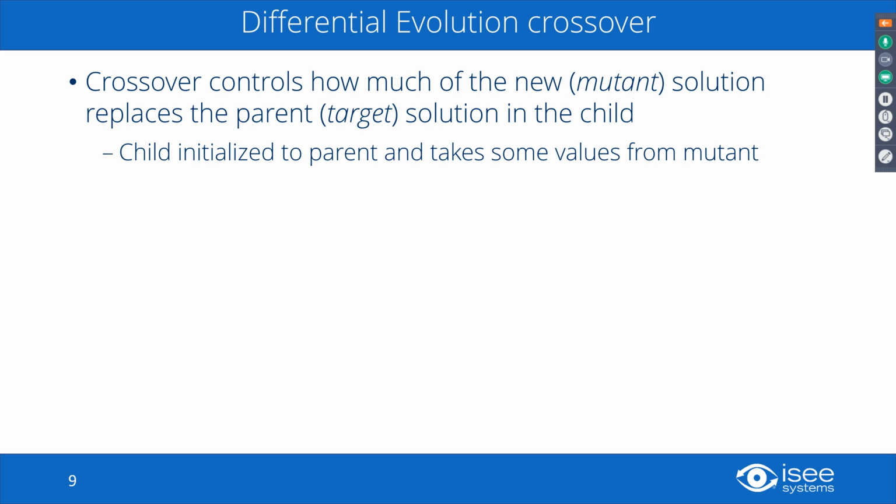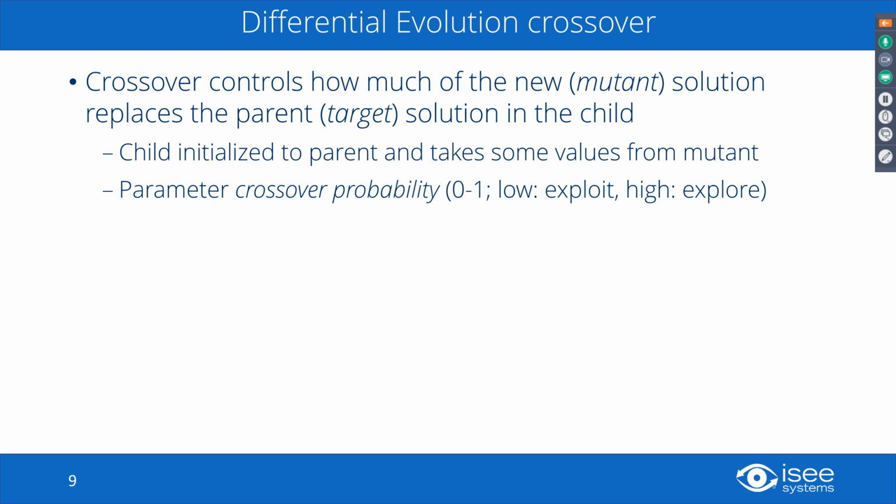The target, the parent, is actually not the same as the base vector. It's a different vector, and we won't go into that in detail. But it's basically the nth vector. If I'm creating the nth child, it's the nth vector, the nth solution in the population.